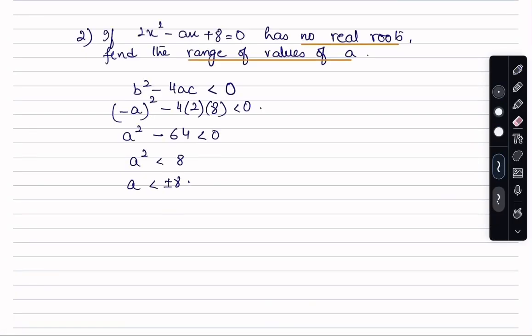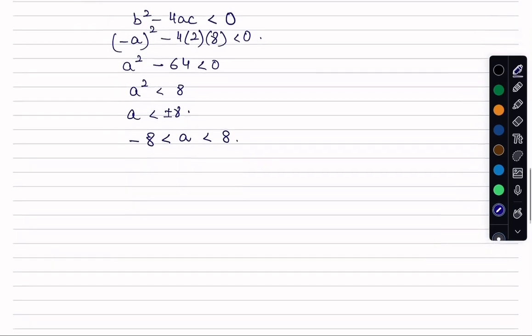So solving another question. From here, I know that we are talking about the values of a for which the discriminant is less than 0. For less than 0, the inequality is always a continuous range. So I can say that my inequality is minus 8 less than a, which is less than a positive 8. This is the range of values of a which gives us no real roots to the equation.